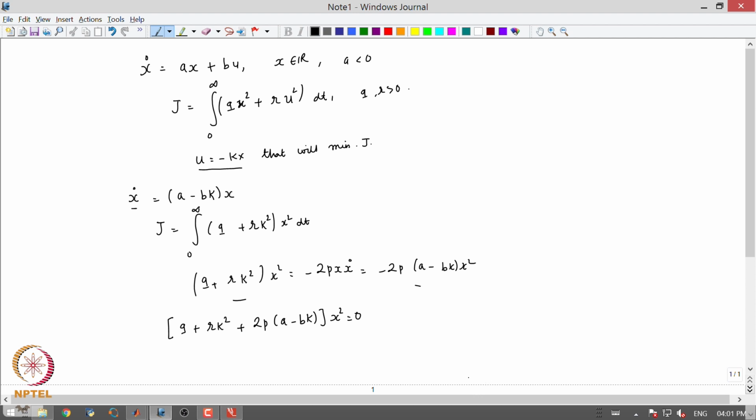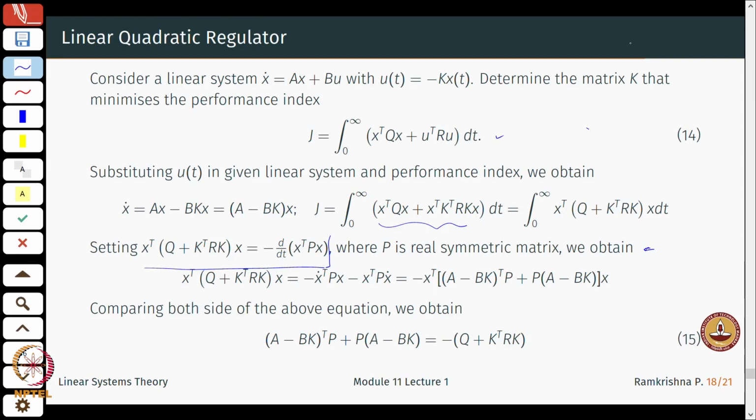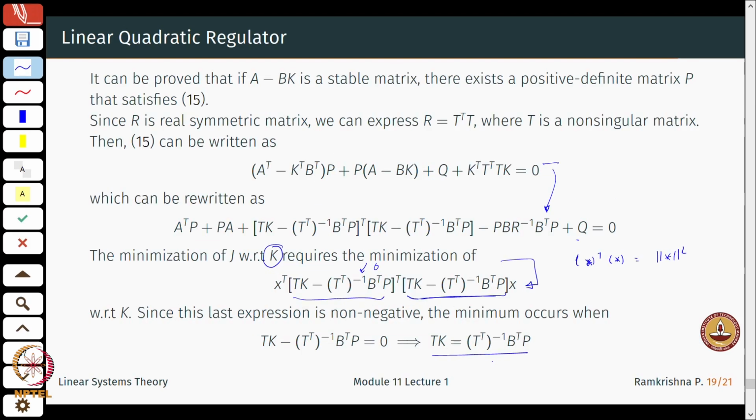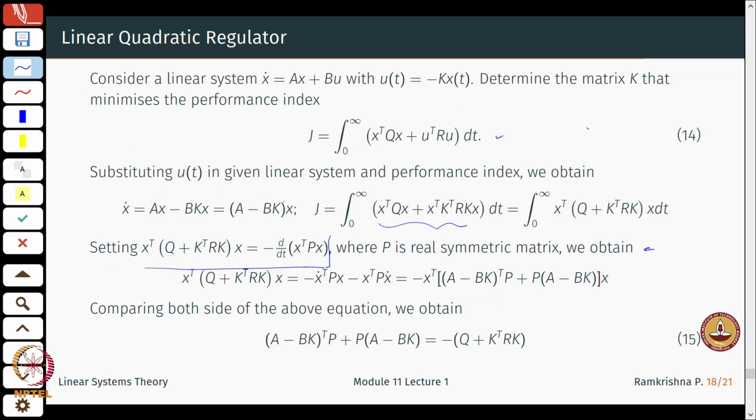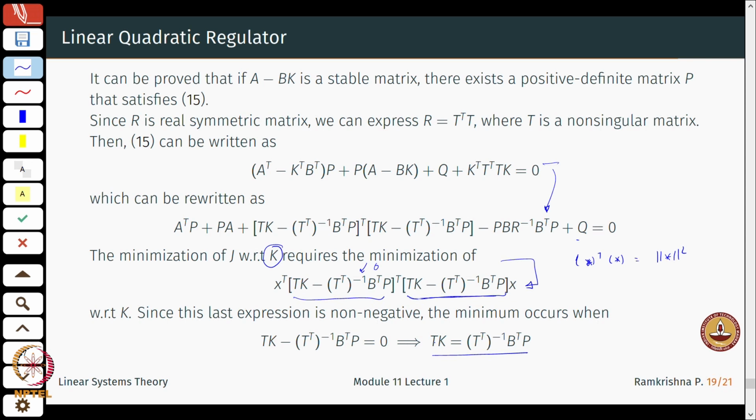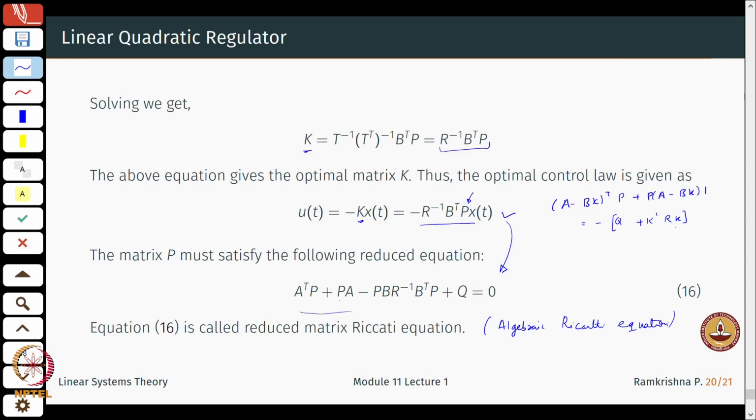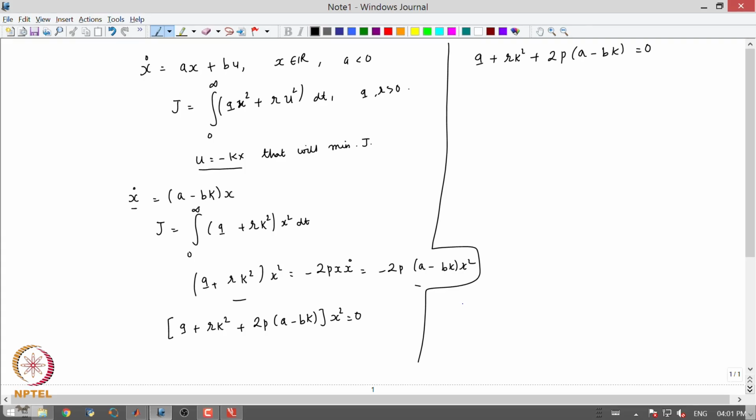Okay. Now for this to hold for all non-zero x, what we require is the following: q plus r k square plus twice p times a minus bk equal to 0. Right. This is just the scalar form of the Riccati equation that we derived. This one. Right. So a transpose p plus p a will be twice p a and so on. Right. Okay. So what is the objective now?